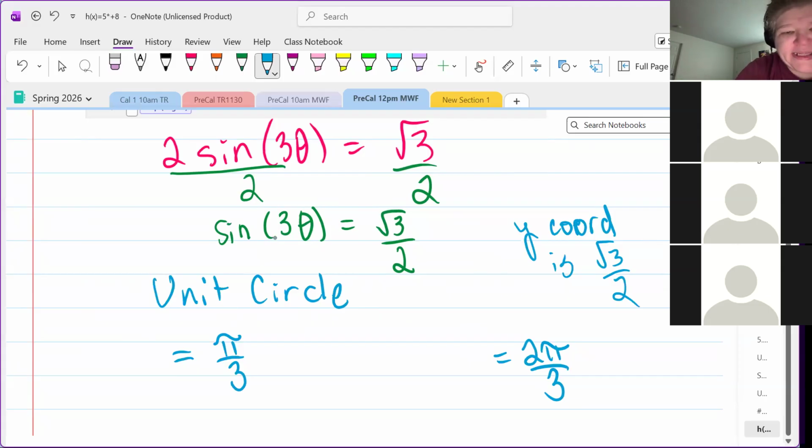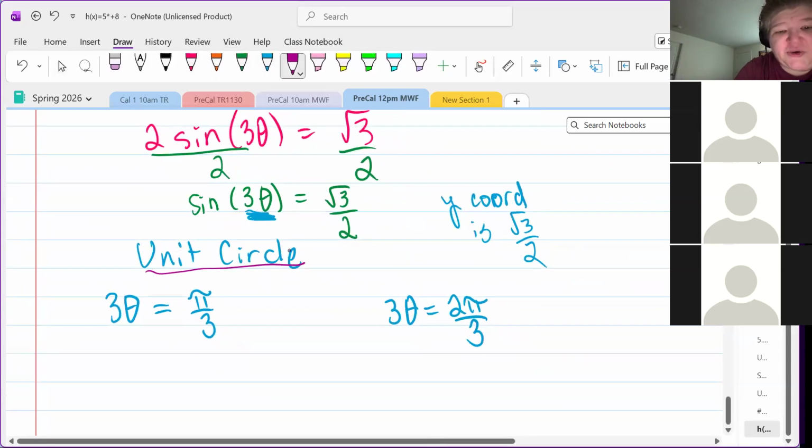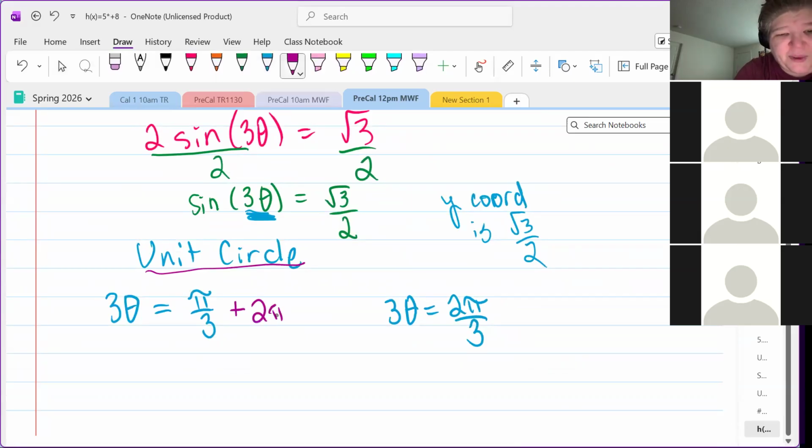Now, our inside angle expression though was 3 theta. So I have 3 theta equals pi over 3, and 3 theta equals 2 pi over 3. So this is the step. When I use the unit circle, this is where I put plus 2 pi k for all of those coterminal angles.